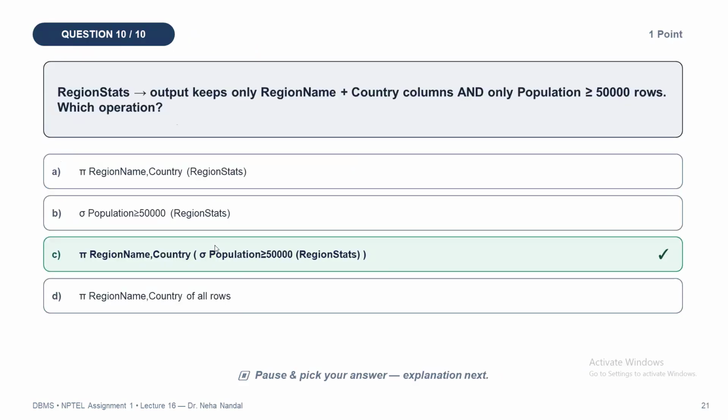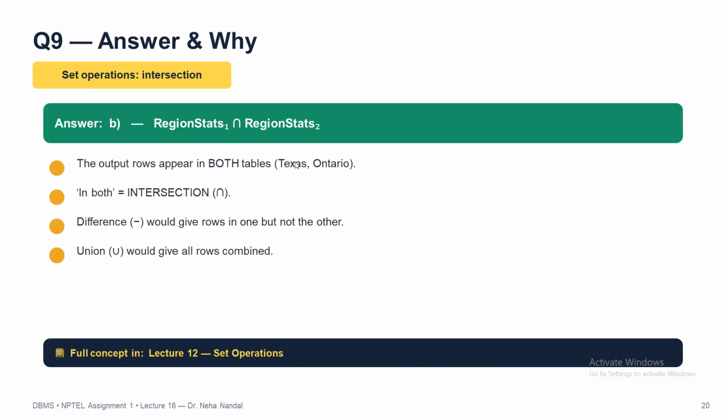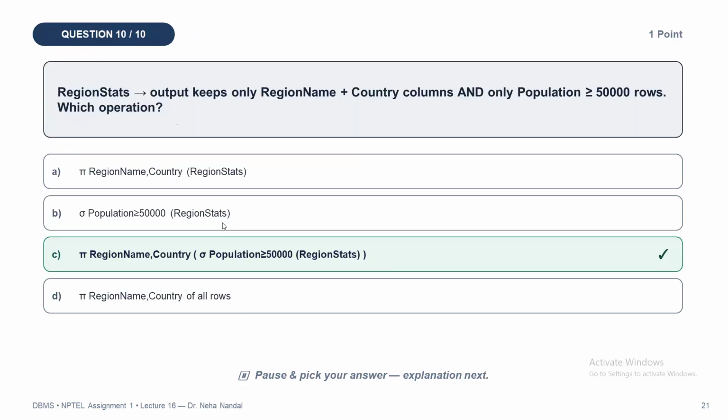In that question, the Texas and Ontario sample table is also given in the question, which I was unable to keep in this one. So you can check it out in the NPTEL course if you are doing that. Okay, let's see this one now. Here, the output keeps only the region name plus country columns and only rows where population is greater than or equal to 50,000.